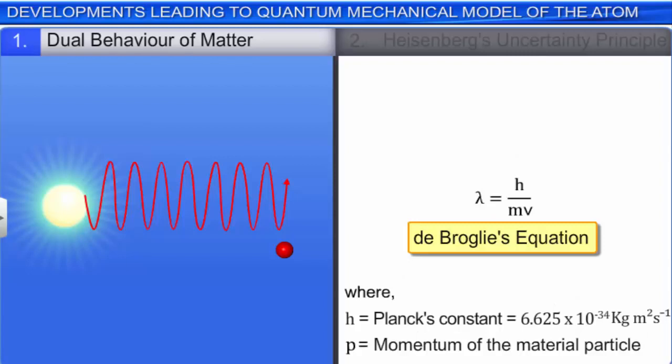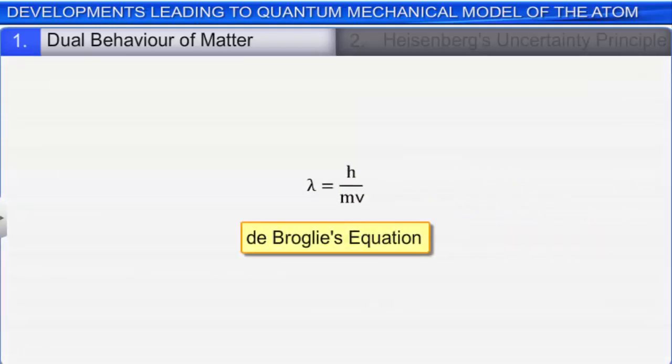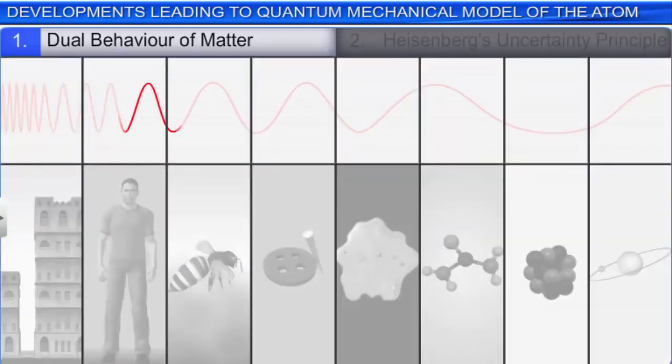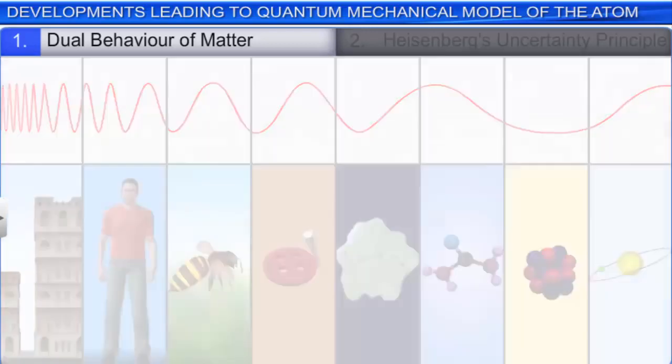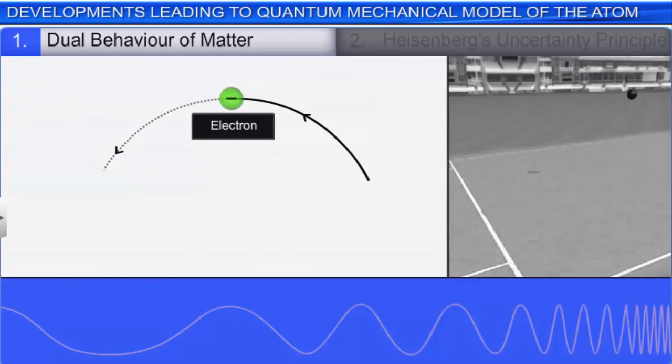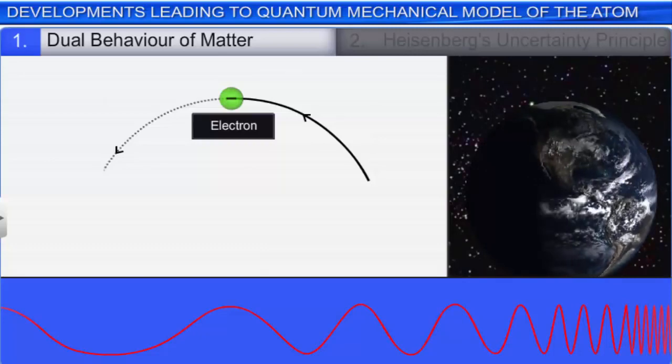Since the momentum of a particle is the product of its mass and velocity, the relation between wavelength and momentum of a material particle can be given by de Broglie's equation. It can be noted from de Broglie's equation that the wavelength and mass of an object are inversely proportional. That is, the wavelength of heavier objects is small and vice versa. Thus, the wavelength of lighter particles like electrons can be measured experimentally, whereas that of heavier objects like a ball or a planet cannot be detected.